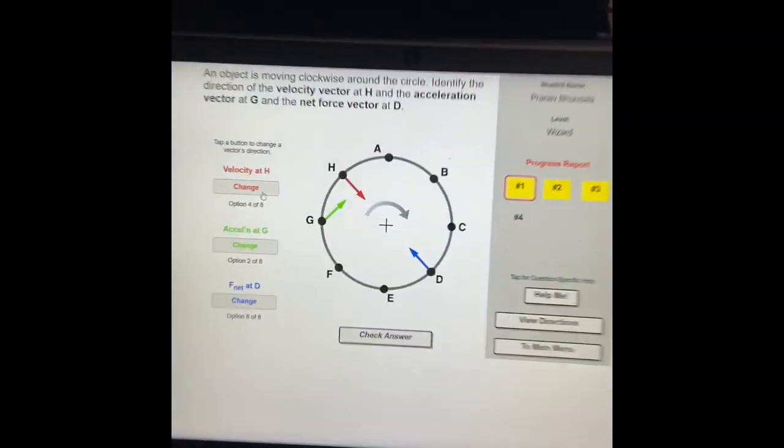Hey guys, my name is Pranav Mandala, and today I'm going to be explaining the different forces that affect circular motion. To do this, I'll be utilizing a concept builder from the Physics Classroom. So, let's look at this concept builder right here.